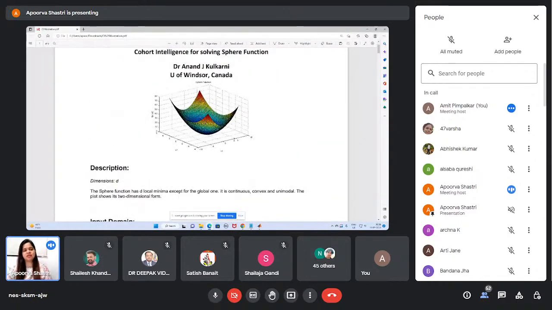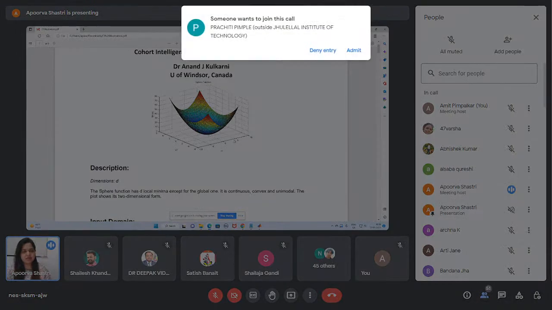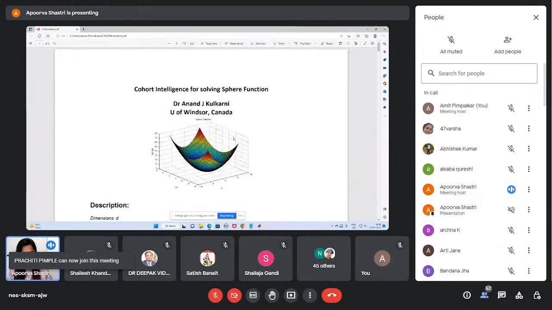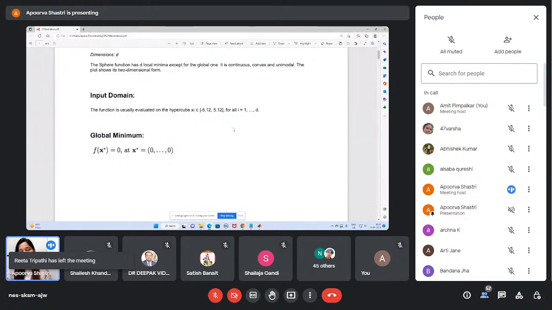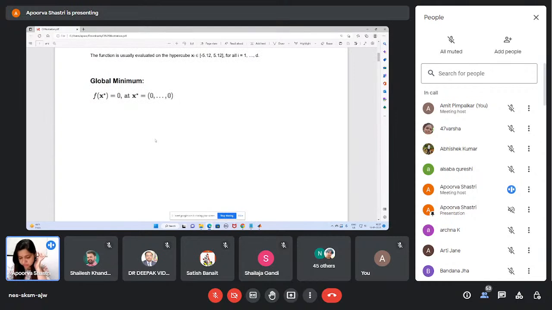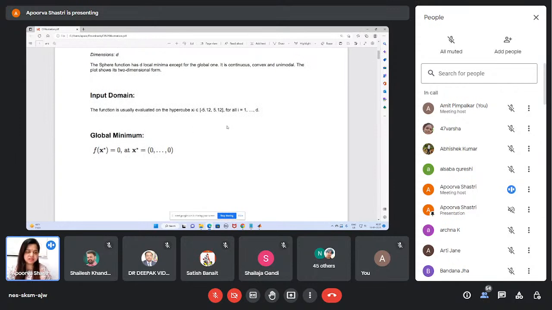Okay, so just a quick recap. Yesterday we started to solve the sphere function using the cohort intelligence algorithm. The number of dimensions we have taken as two. In case of CI, the number of dimensions is the qualities of the candidates. So we have taken two variables, x1 and x2. The global minimum is f of x equals 0 for all x values being 0. We are looking for minimization of the function, having upper and lower bounds of minus 5.12 to 5.12. So this is our search space.